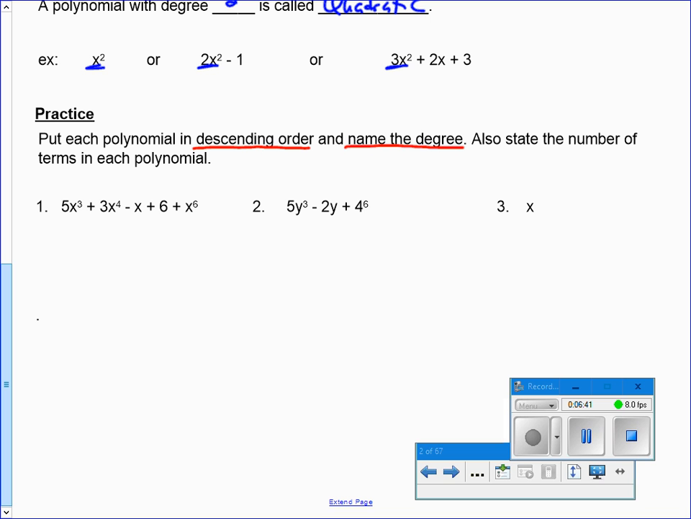It's just the highest variable that's going to be on that first term. Also state the number of terms. Alright, so 3 parts. You're going to write in descending order, name the degree, and state the number of terms.